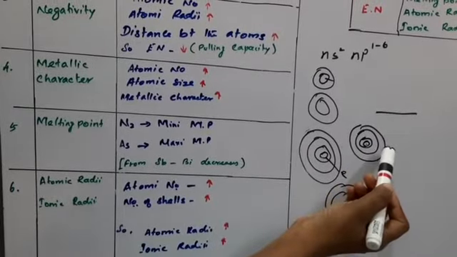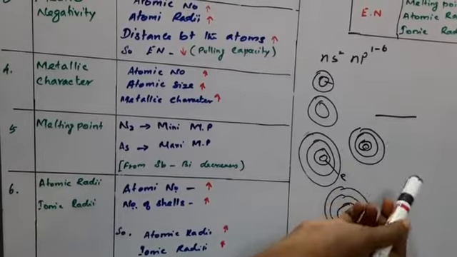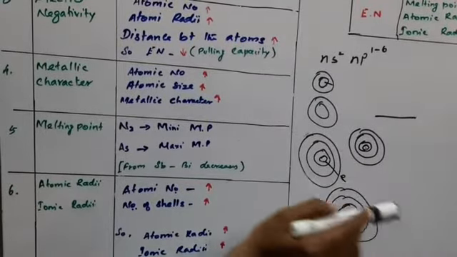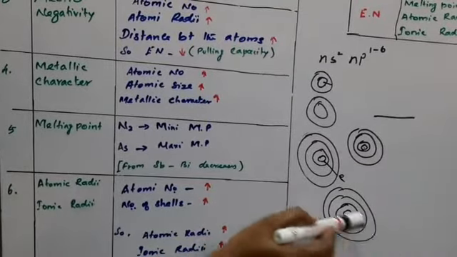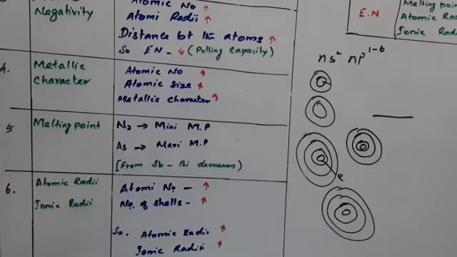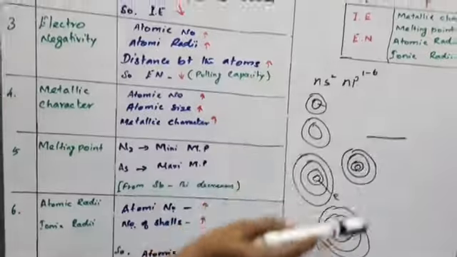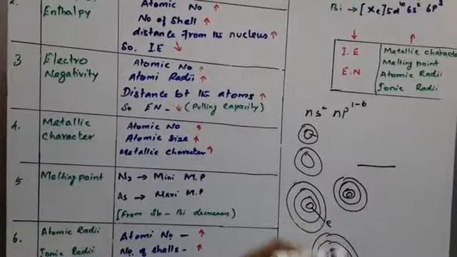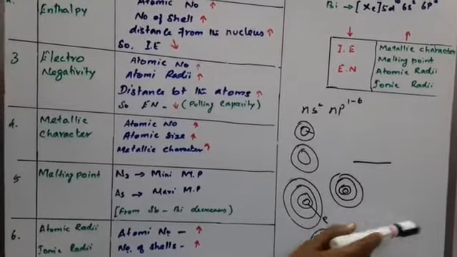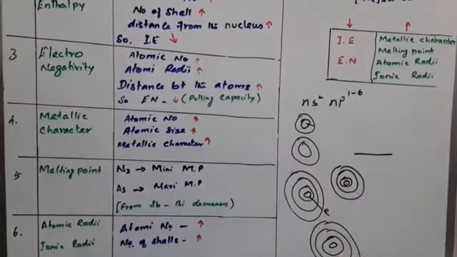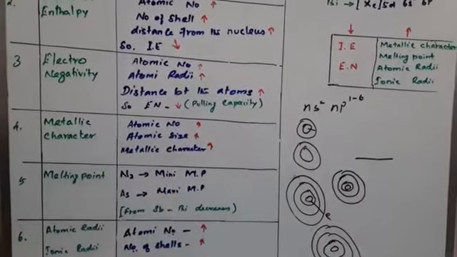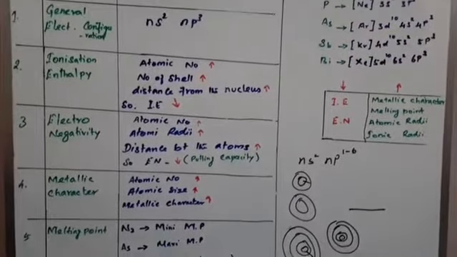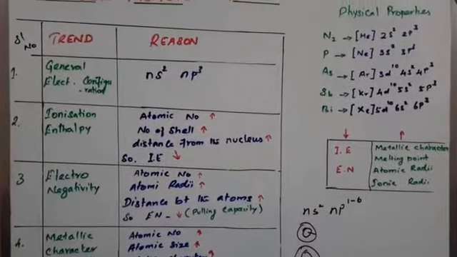We cannot easily remove one electron from the last shell, but here it is at a far distance, so we can easily remove it. So these two characters are decreasing down the group, but along the period the two characters are increasing. Okay, so this is the overall periodic trend for group 15 elements.